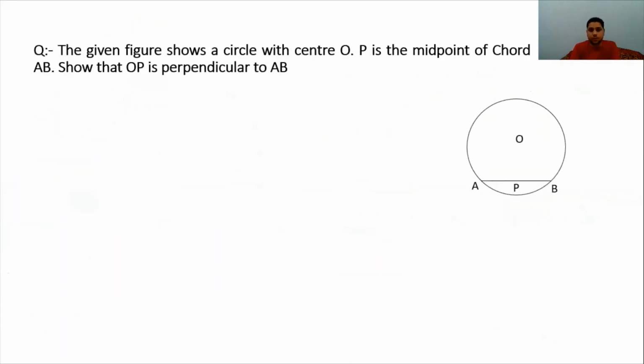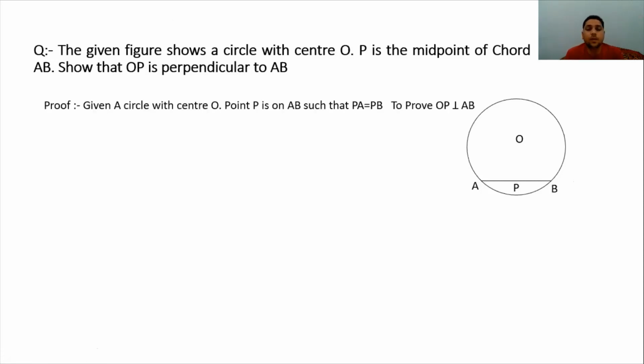Here we have the first question. The given figure shows a circle with center O and P is the midpoint of chord AB. So we have a circle with center O. AB is a chord and P is the midpoint of AB, which means that PA is equal to PB. What we have to prove is that OP is perpendicular to AB.